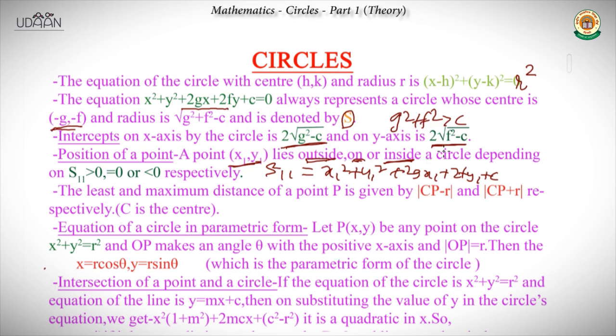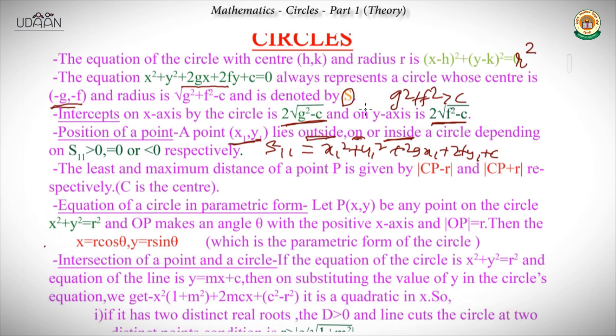Now if you take a point P outside, and you want to calculate the least and maximum distance of that point from any point on the circle, then the minimum distance is given by modulus of CP minus R and the maximum distance is modulus of CP plus R. You might be wondering how?